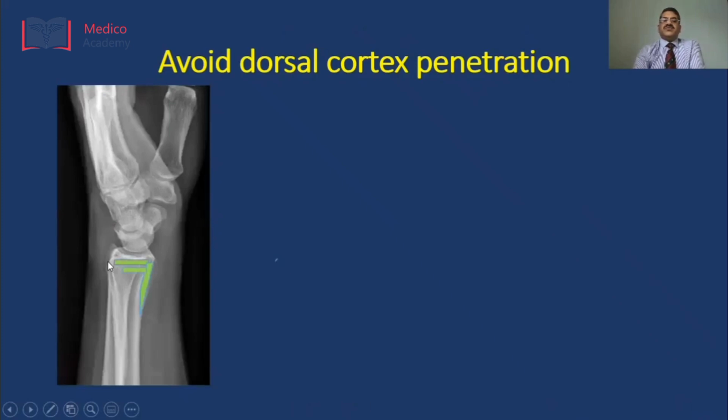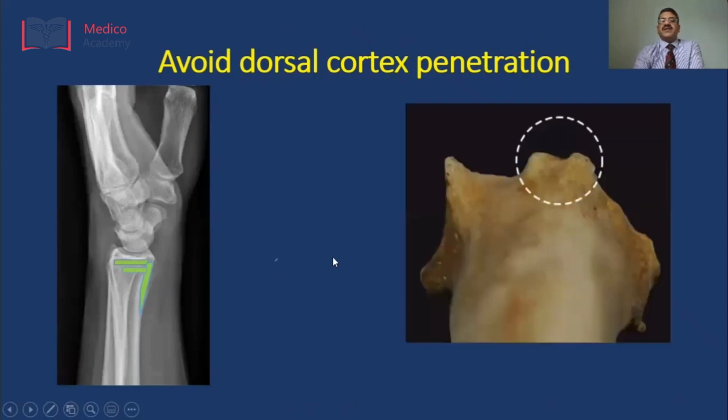So the locking screws should stay well clear of the second cortex, or the dorsal cortex, when you're applying them from the volar side. Now, another thing to remember is the position of the Lister's tubercle here. Because of the prominence of the Lister tubercle, your screw from the volar side, especially the second or third screw, could still exit the bone on the dorsal aspect, but on a lateral view, it would give you the erroneous impression that it's intra-articular.